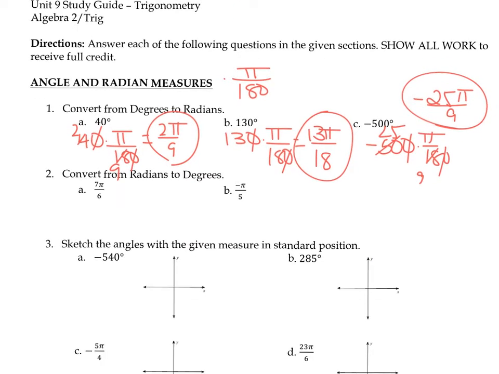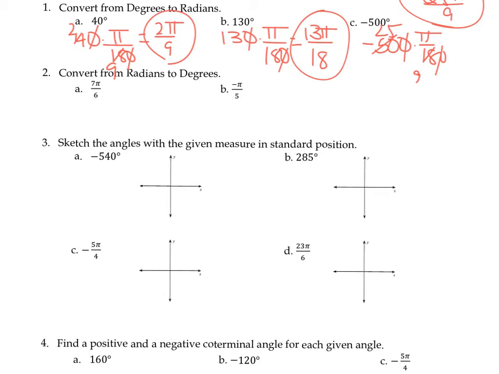So now for number 2, I want to convert from radians to degrees. How I convert from radians to degrees is I multiply by 180 over pi. So I'm going to multiply 7 pi over 6 times 180 over pi. The pi's cancel out, and then I would just do 7 times 180 divided by 6. So I get 210 degrees.